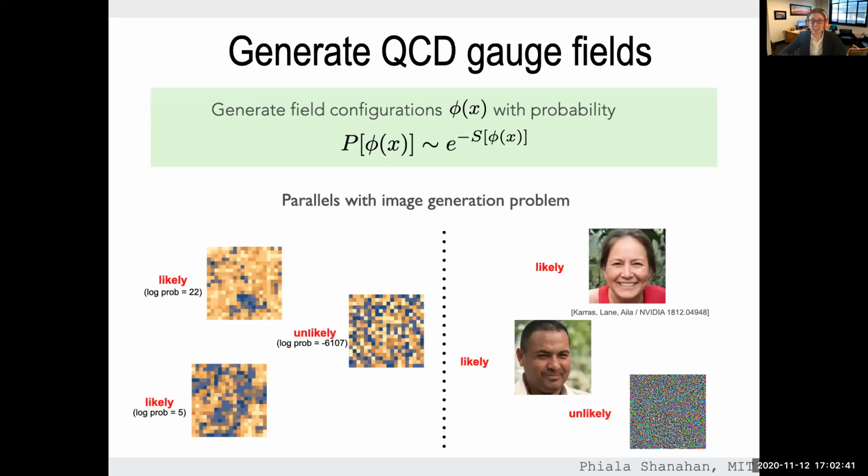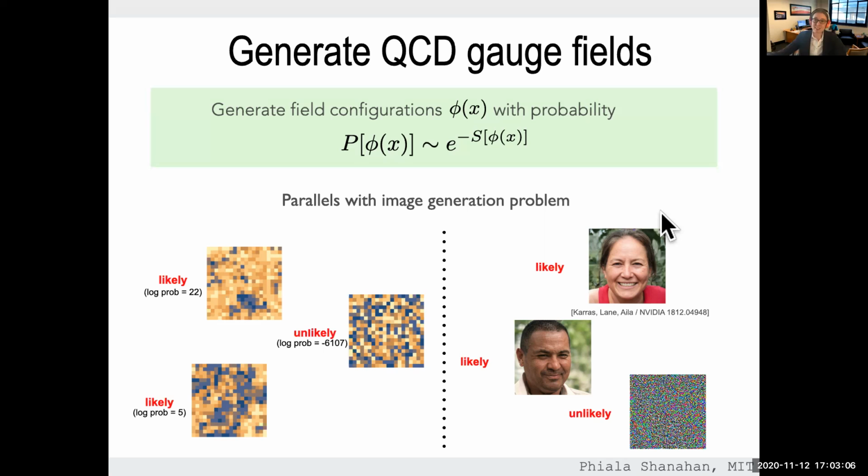Generating configurations like that has some parallels with an image generation problem that's received a lot of attention from the machine learning community and a lot of great success. So there's been a lot of success in generating images like this. These are not photos, they are machine generated images of faces. You can go to www.thispersondoesnotexist.com and refresh, and it will give you a new fake person every time.